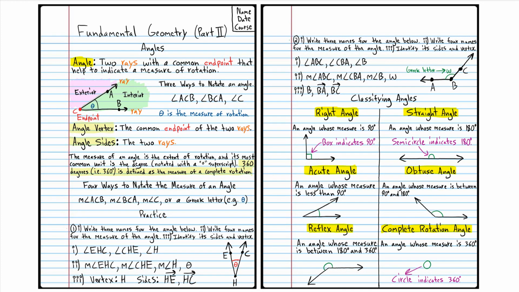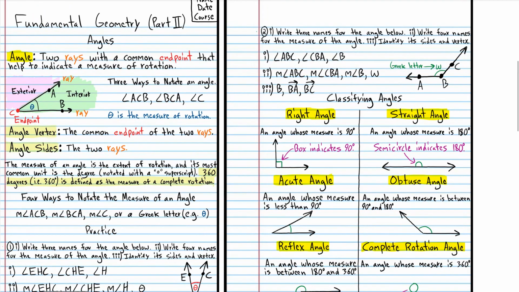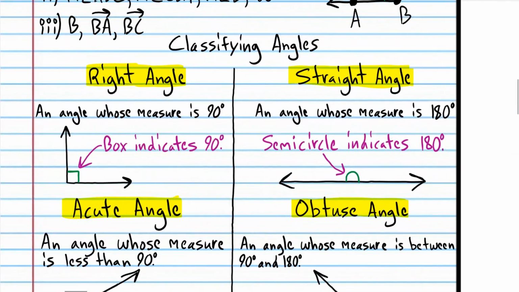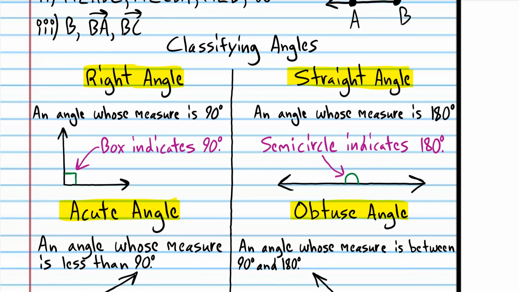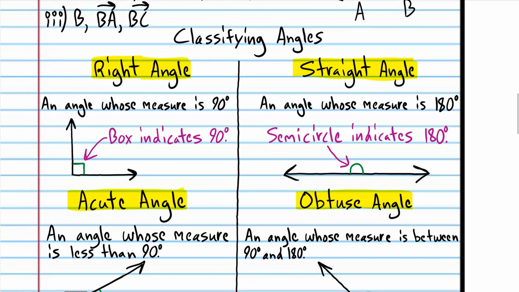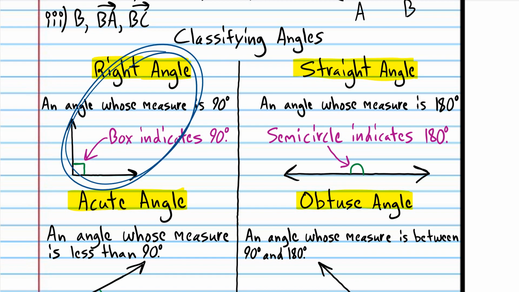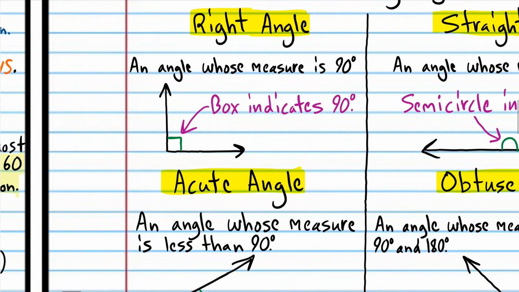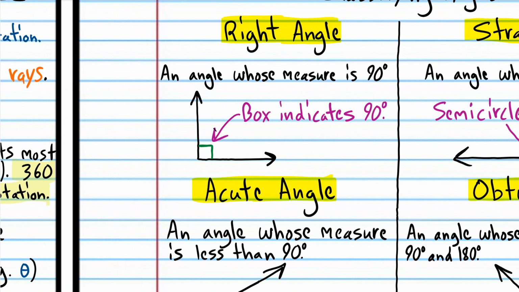All right, so now we are going to classify angles. We're going to start coming up with some names of all the different types of angles that you're going to see. A right angle is an angle whose measure is 90 degrees. So remember, a complete rotation is 360. But you can see that this is a fourth of a complete rotation.